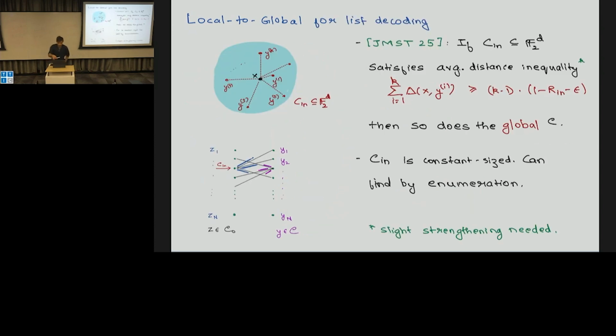And we can actually do the same for list decoding. So what we can show is, if this small code has this kind of average distance inequality, that if I take k things, take their average distance from a center, or the sum of their distances from a center, and if this is large, then this big code also has the same property, that the sum of distances from a center is large. So you get this local to global.